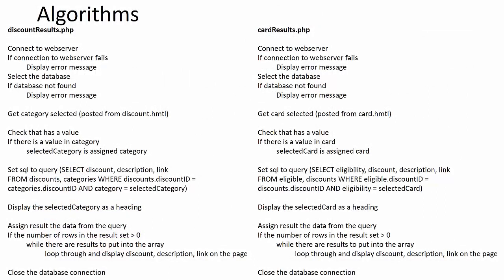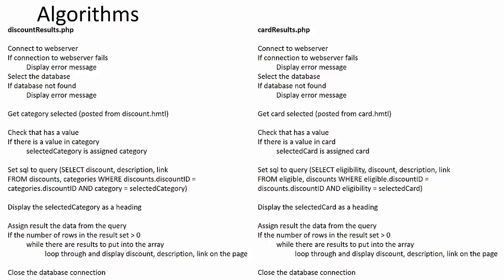In both cases, a value will be obtained from the previous page and passed through to this page using the post method. Each algorithm will need to connect to the web server and select the seniors database. If the connection fails or the database is not found, an error message will display. Data posted from the previous page will be obtained and stored in a variable. If there is a value in the variable, a new variable will be assigned to its contents.